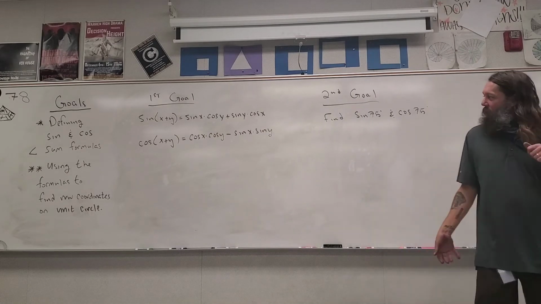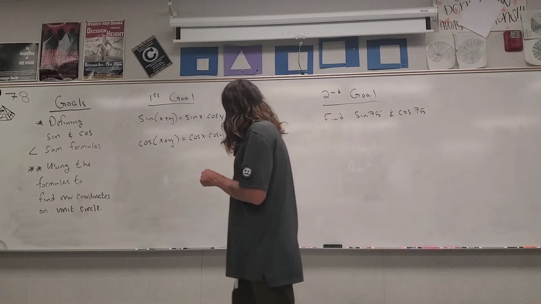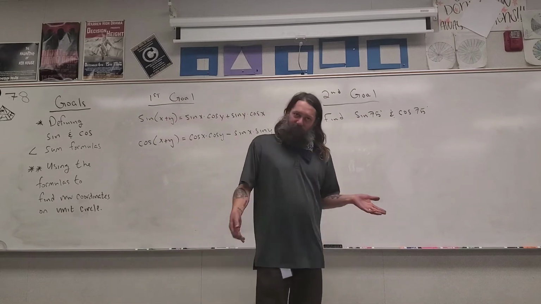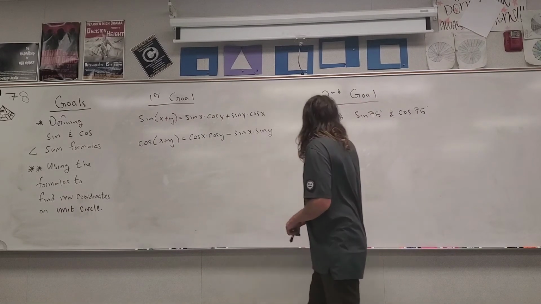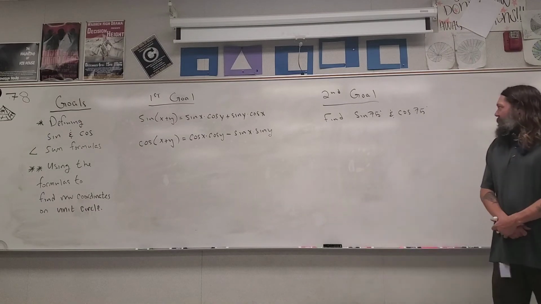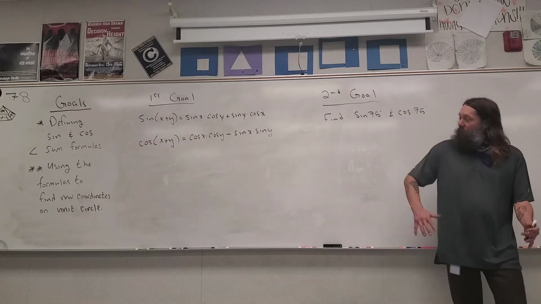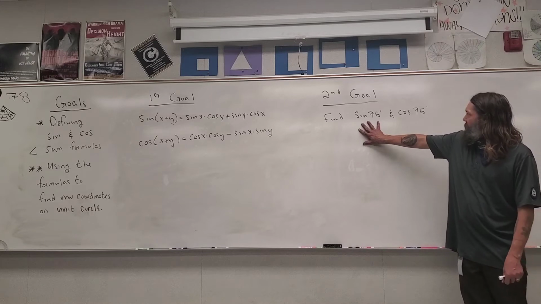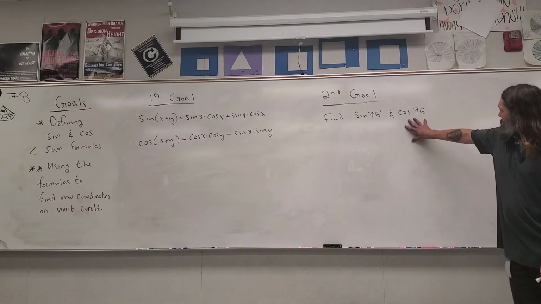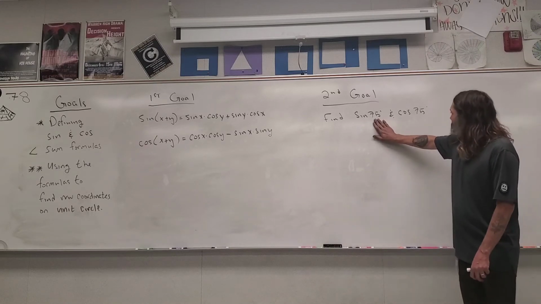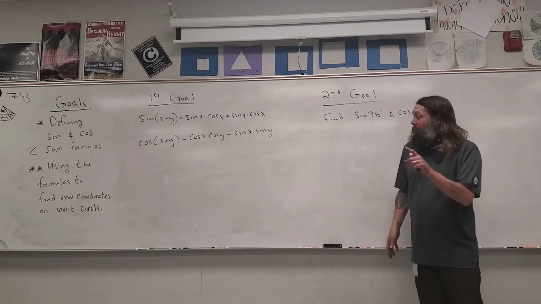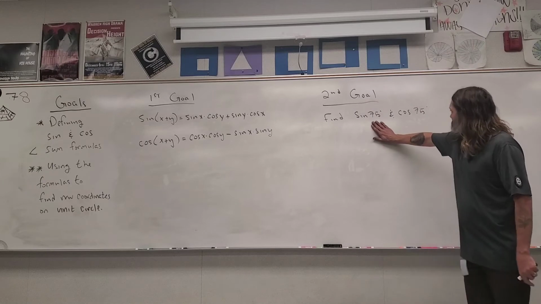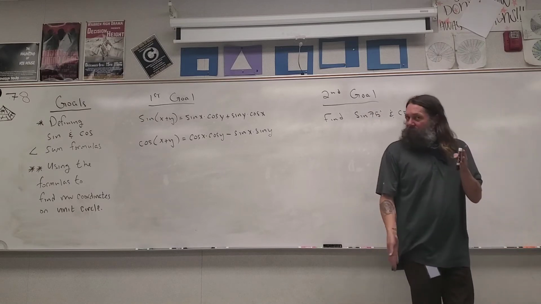On to our second goal: using the formulas to find new coordinates on the unit circle. And here we go. I would like to find sine of 75 and cosine of 75. I want basically the y coordinate at 75 degrees and the x coordinate at 75 degrees. But I don't know an x or y coordinate at 75 degrees. But I do know that I can rewrite 75 using measurements that I know.